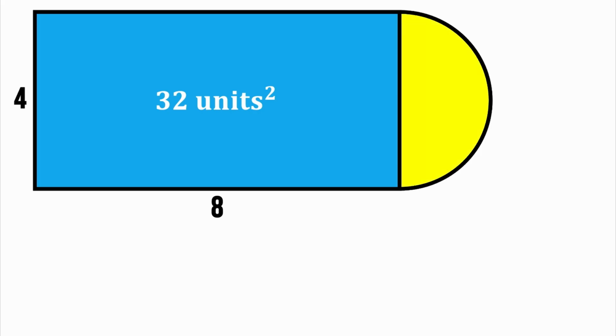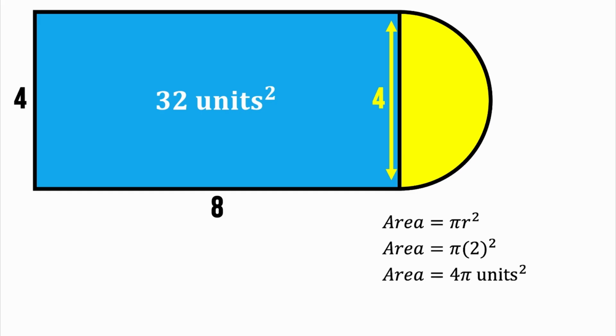Well, the formula for the area of a circle is pi r squared. I don't have the radius, but I do have the diameter because it's attached to this rectangle, which has a width of 4. Now, if the diameter is 4, then the radius is half of that, which is 2. So I can plug that in for r, giving me pi times 2 squared. Well, 2 squared is just 4, which means the area of the circle would be 4 pi units squared.